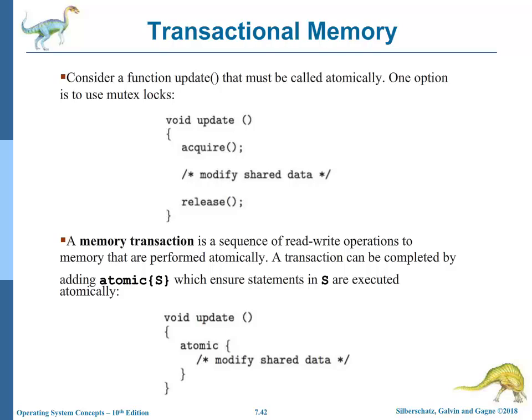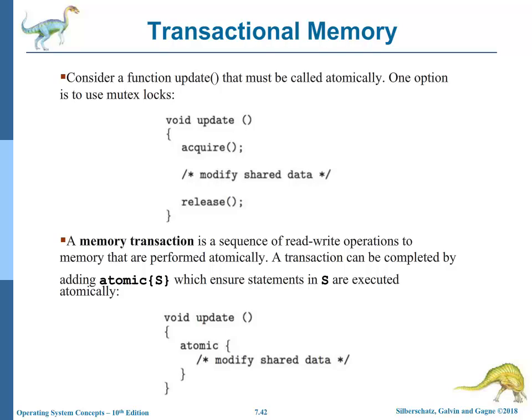Consider an example. Suppose we have a function update that modifies shared data. Traditionally, this function will be written using mutex locks or semaphores, such as the following. However, using synchronization mechanisms such as mutex locks and semaphores involves many potential problems, including deadlock. Additionally, as the number of threads increases, traditional locking scales less well because the level of contention among threads for lock ownership becomes very high.